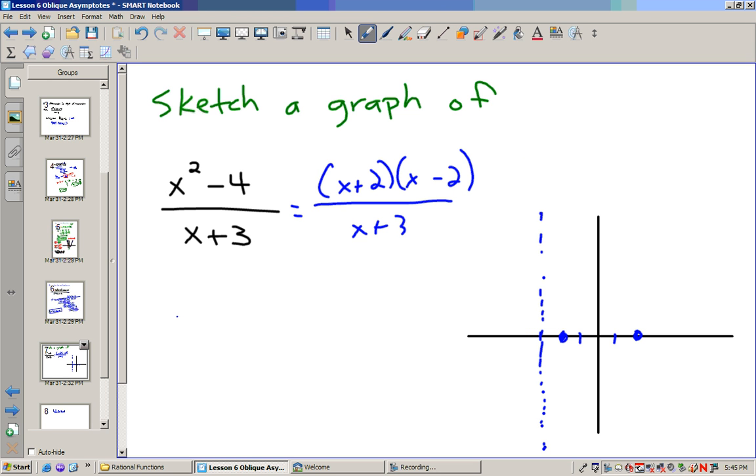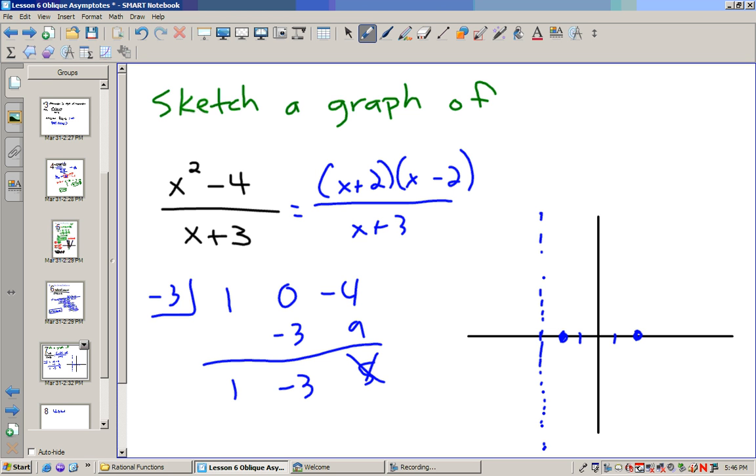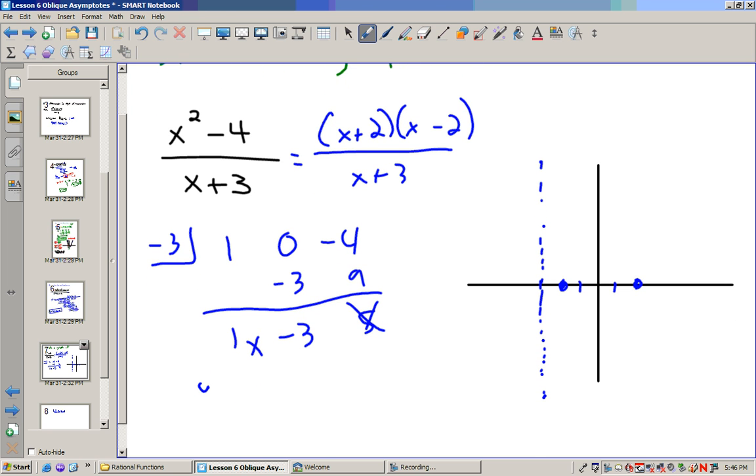Now, if I want to find my oblique asymptote, x plus 3 divided into that, I can just use synthetic division. So I have negative 3, 1, 0, negative 4. So 1, negative 3, now 9, 5. But this part doesn't even matter, because it's just x minus 3 that is my oblique asymptote. So y equals x minus 3. If I go down 3, I can create my line going up 1 over 1. That's my oblique asymptote. I have my zeros.